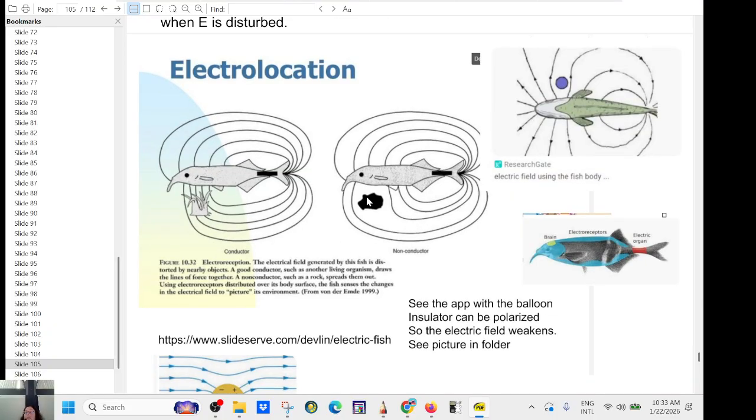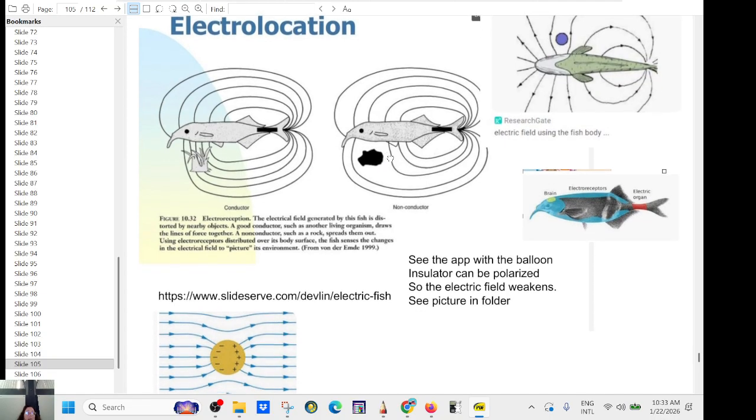If you have an insulator inside an electric field, like a stone, like something not alive, the electric field will get weaker. It doesn't disappear, but it will weaken the electric field. You see, you have less lines. If you place a conductor, something alive that it can eat, a juicy thing like us, right, then the electric field will get stronger. So that's how the fish knows that it can eat or not eat. Okay?